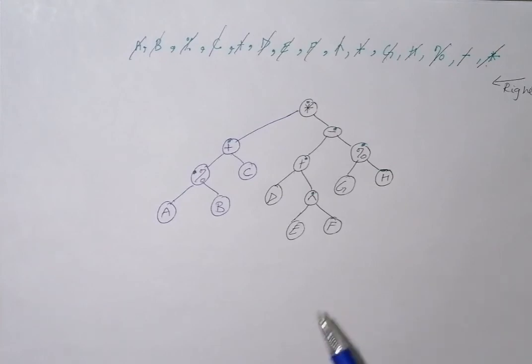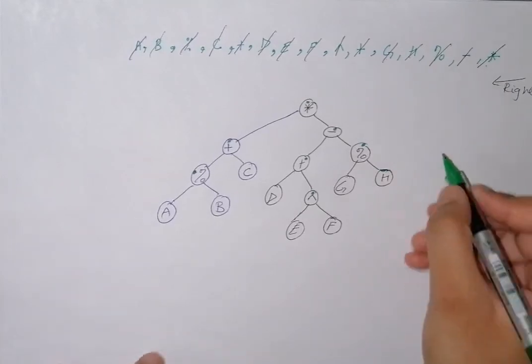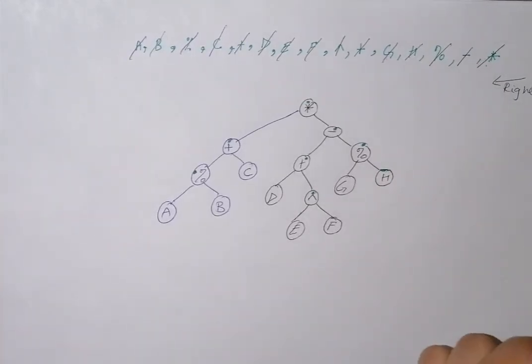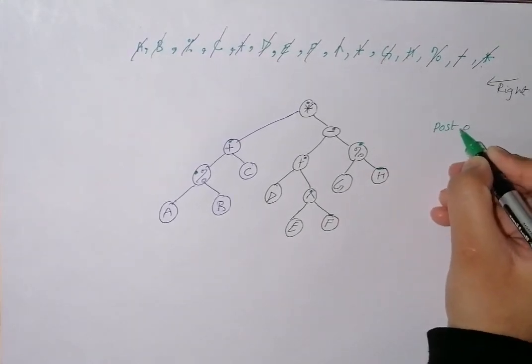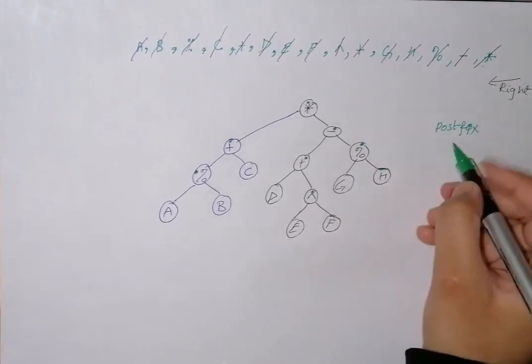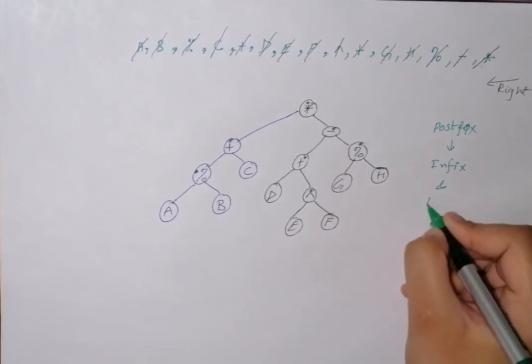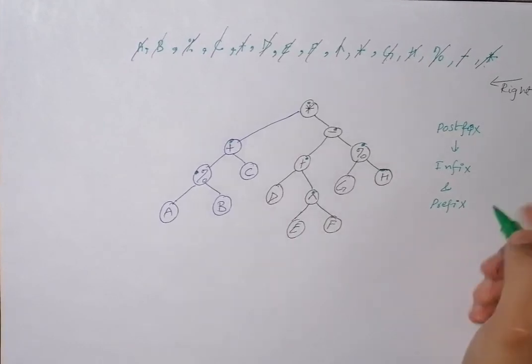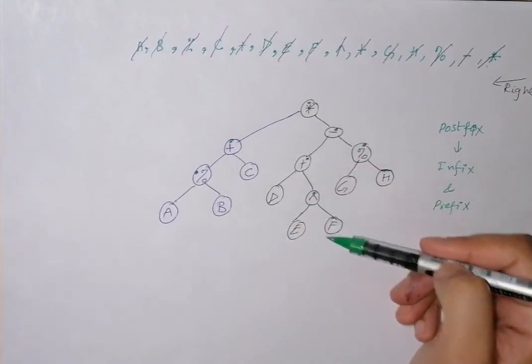And again, if I apply post-order traversal on this particular tree, I'll receive this expression. If I apply pre-order, I receive the prefix expression, and if I apply in-order traversal, I'll receive the infix notation. In simpler words, this is my post-order or postfix expression. I'll convert it into the infix and prefix notations as well, just by applying pre-order, in-order, or post-order traversal on the given expression tree.